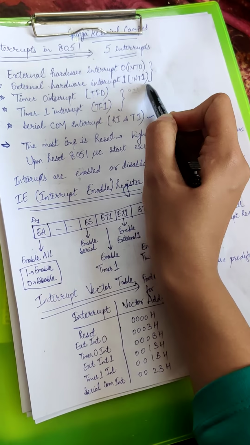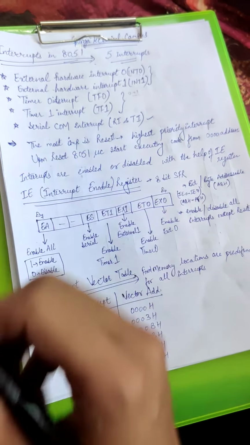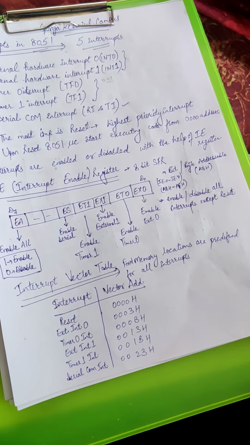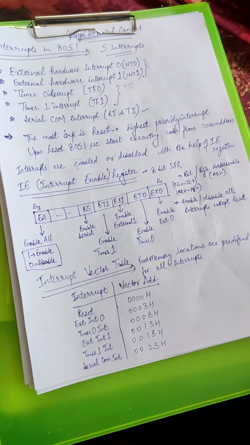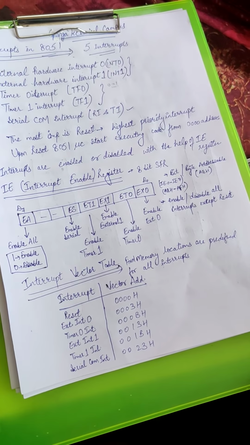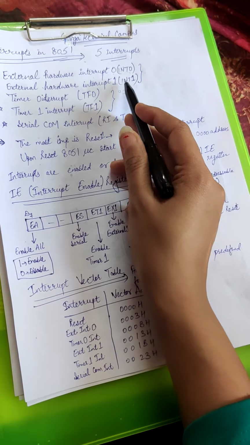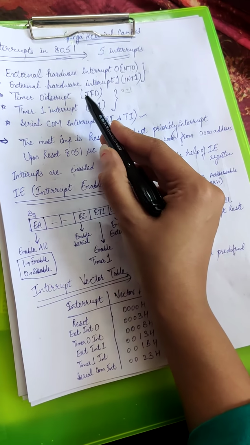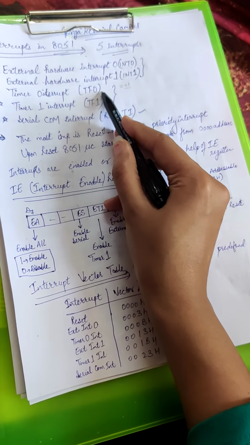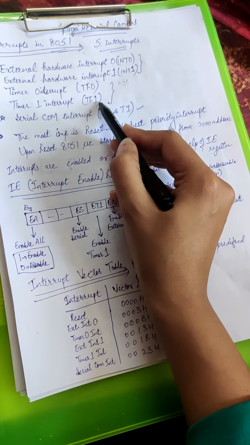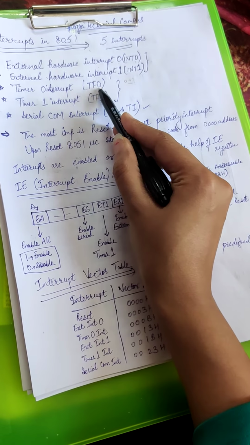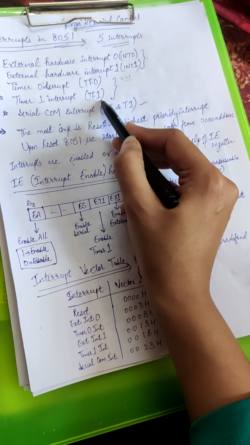This 0 and 1 means, we know that in the case of the 8051 microcontroller, there are two timers or counters, T0 and T1, timer 0 and timer 1. So that's why there are two interrupts for that, 0 and 1. Similarly, two timer interrupts: timer 0 interrupt TF0 and timer 1 interrupt TF1. These are basically timer overflow interrupts, timer overflow 0 and timer overflow 1.